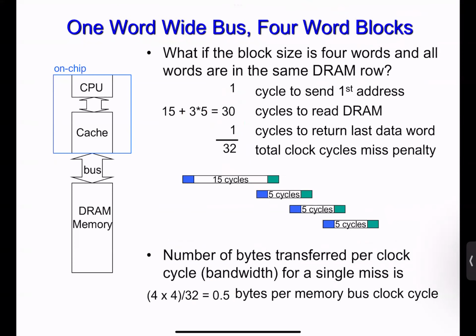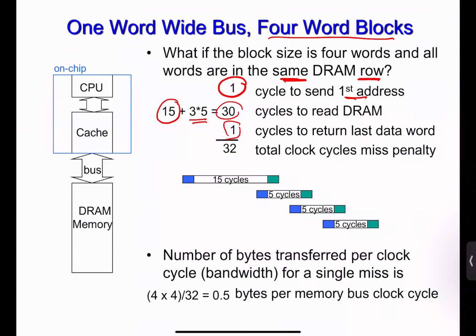Let's take another example. They are still 4 word blocks, but all of these are in the same row. So again, 1 cycle is to send the first address. And then I need to specify the location of the 4 words. For the very first word, I have to specify the row and the column, so I'm paying 15 cycles. But for any subsequent words, I just need to pay 5 clock cycles, because I have specified the row and the column with the first one. Any subsequent columns in the same row, I just need to pay 5. And that's why I have here the very beginning 15, and then plus the rest, the 3 words multiplied by 5 will give me 30.